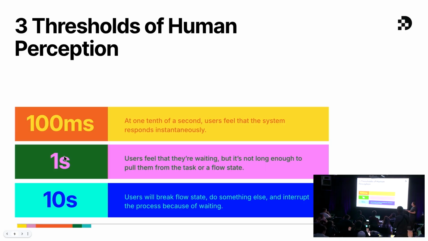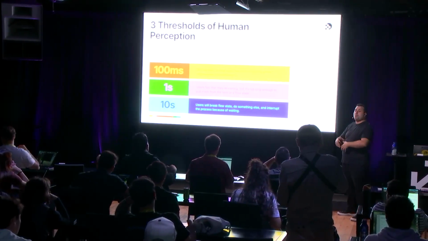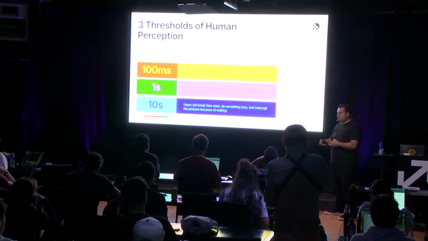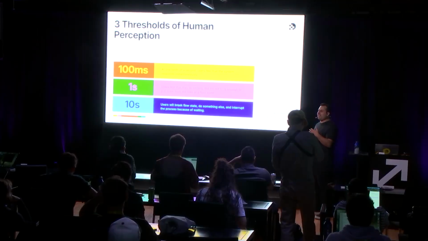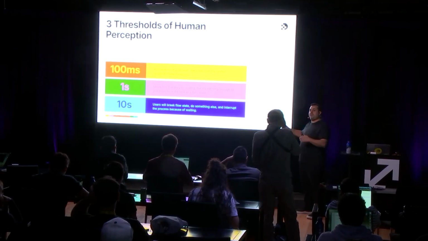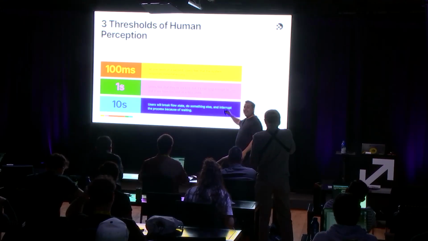At 1 second, you can still stay in flow state. You're not interrupted, but it doesn't feel instantaneous. 100 milliseconds is when it starts to feel instantaneous, and at 10 seconds you break flow. So that's how we think about the different eras. We went from this one, then we went to this one, and now we're at the 100 millisecond level.